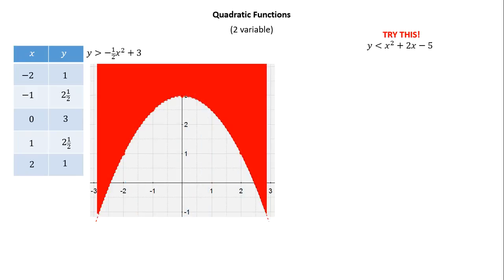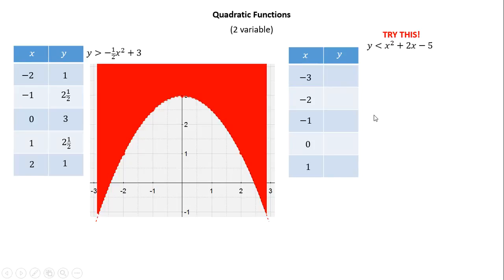Think you got it? Let's check. So we need a table. We can find our vertex, negative b, that's negative 2 over 2 times 1. Negative 2 over 2 is negative 1. Get a few points on either side of that. Plug those into the equation, and you should get these values.